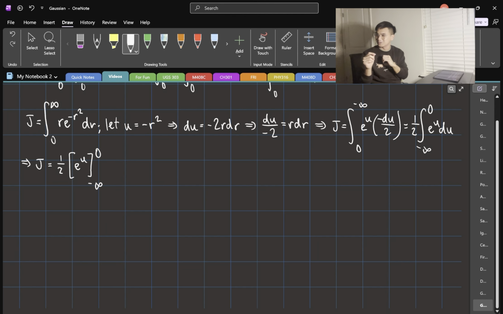Sorry, my fridge just turned on. It does that when it's cooling down. It kind of scared me. And then, so anyways, back to the integral.